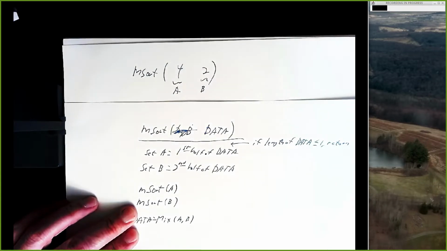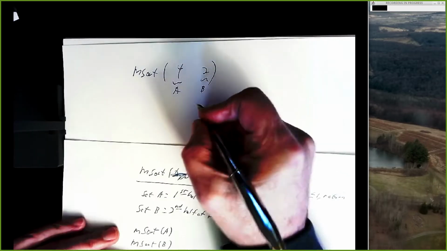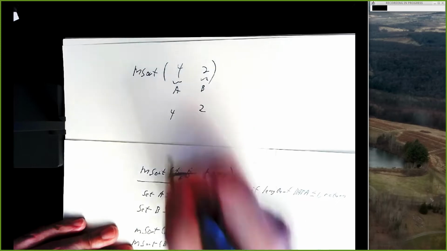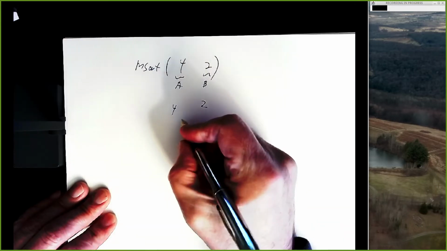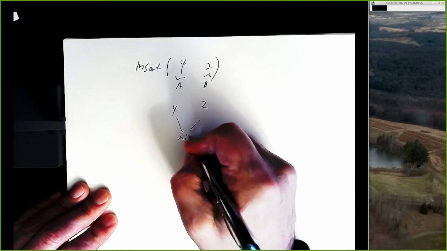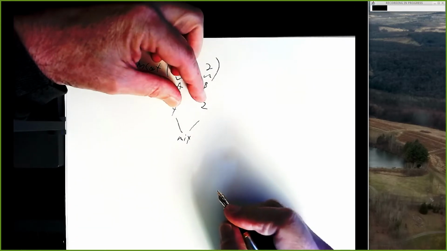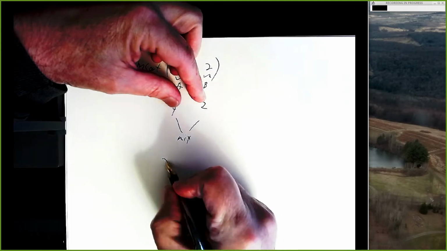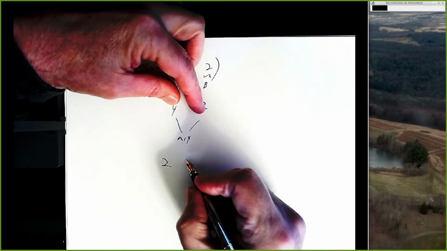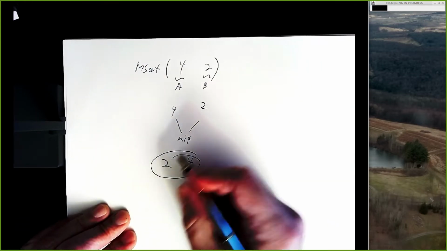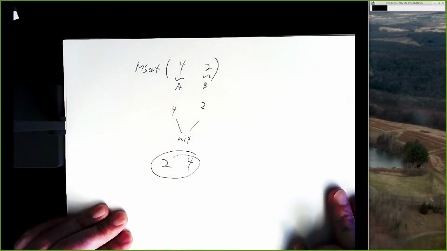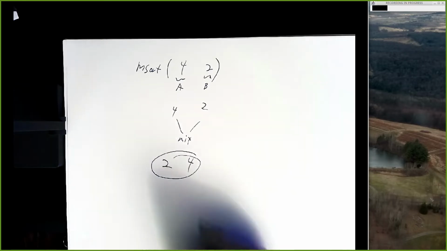We're going to come back, and B is still going to be 2, A is going to be 4, and finally we're going to say mix these. And so we mix these, start off with the top number in each list, smallest one is a 2, so that goes in the output, and then the other list goes after that. And so this is what's returned by the call to msort 4, 2. So it returns 2, 4.